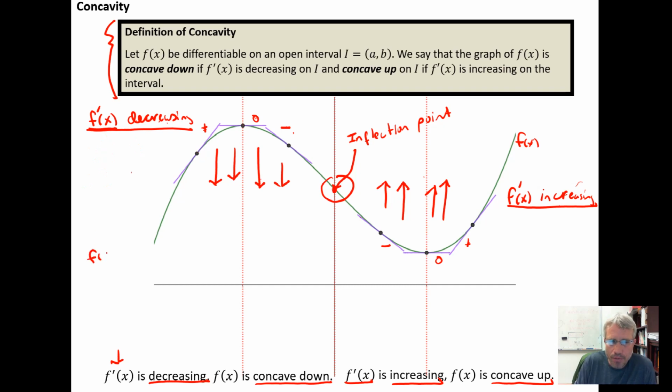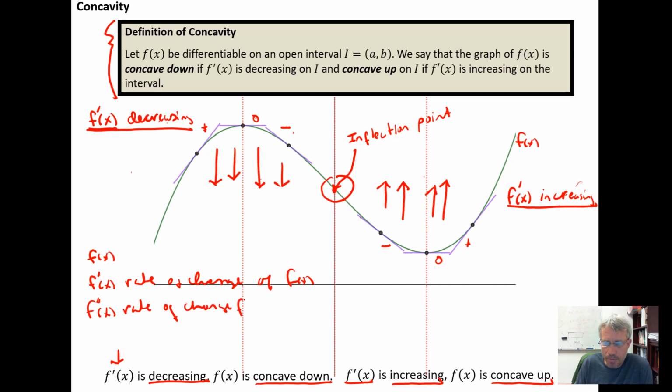So we know if we have a function f of x, we know that f prime, the derivative, is the rate of change of f of x. But the second derivative, what we want to realize is that the second derivative tells us the rate of change of f prime of x. Because the second derivative is the derivative of f prime, it describes the rate of change of the derivative.